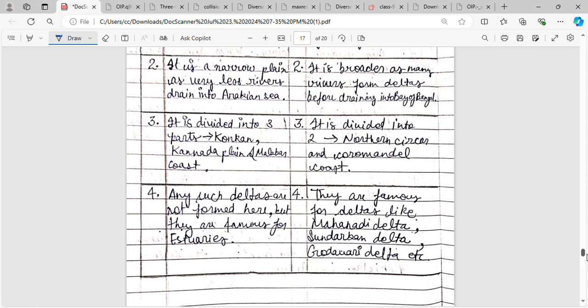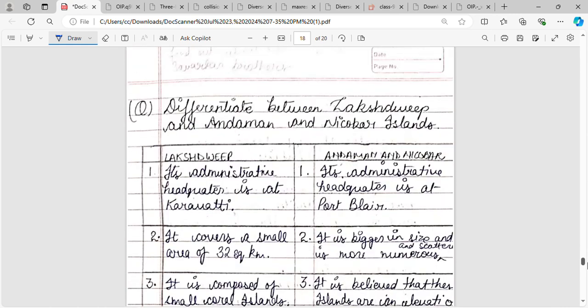Fourth point is that deltas are not formed in the western coastal plains, but they are famous for estuaries. There are two famous estuaries, one where Narmada river drains into Arabian Sea, and one where Tapi river drains into Arabian Sea. Eastern coastal plains are famous for deltas like Mahanadi Delta, Sundarban Delta, Godavari Delta, and etc.